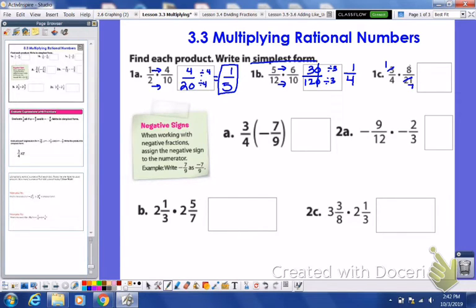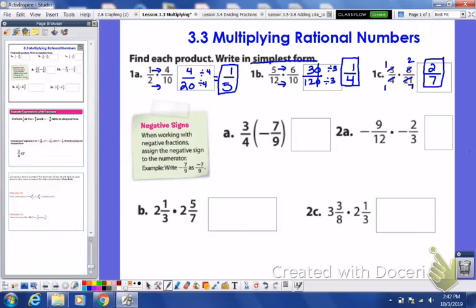I also see I have an 8 and a 4. Both divisible by 4, so 4 becomes 1, 8 becomes 2. Now I have much smaller numbers. 1 times 2 is 2. 1 times 7 is 7, leaving us with 2/7. If you simplify at the beginning, double check that you don't have to simplify again at the end. Well, 2/7 is our simplest form, so there's our answer.